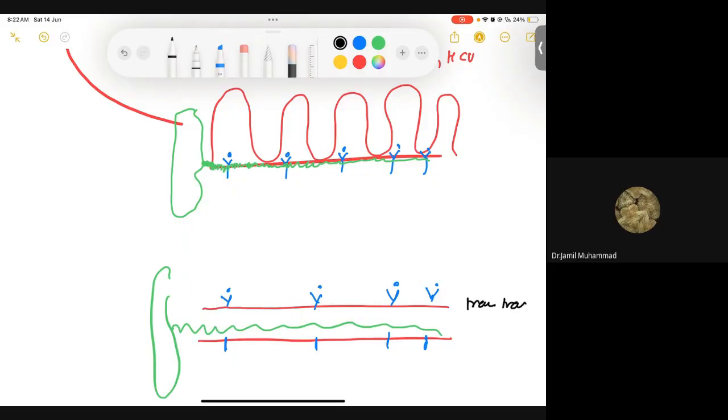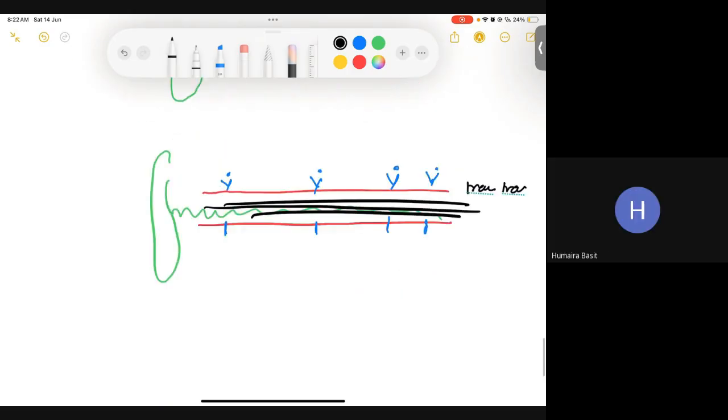You are going to see a formation of a track due to proliferation. So whenever you see tram track appearance, you can simply assume they are talking about membranoproliferative glomerulonephritis. Is that clear? Okay, perfect.